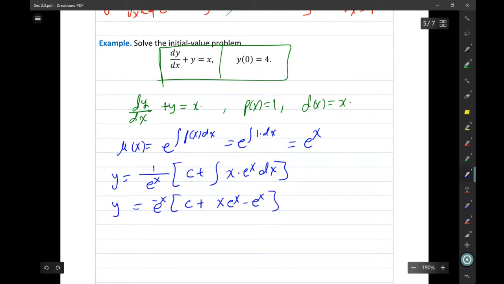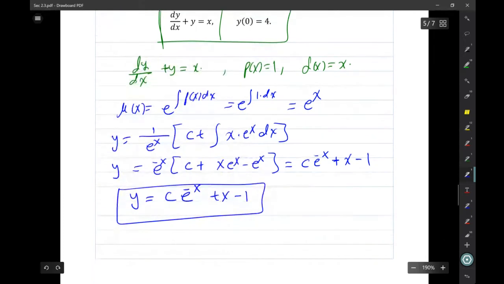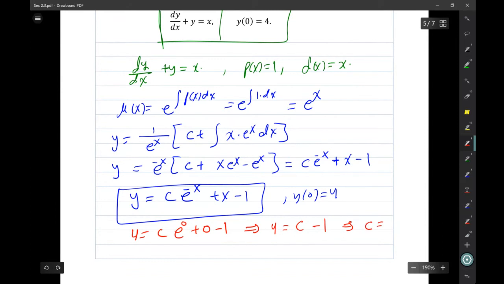This is y. And now simplify, this becomes c e to the power minus x plus x minus 1. So the final solution is y is equal c e to the minus x plus x minus 1. This is my solution. But I have y of 0 is equal 4. That means instead of y replace 4, and instead of x replace 0. So 4 is equal c times e to the power 0 plus 0 minus 1, which implies 4 is equal c minus 1, which means c is equal 5.